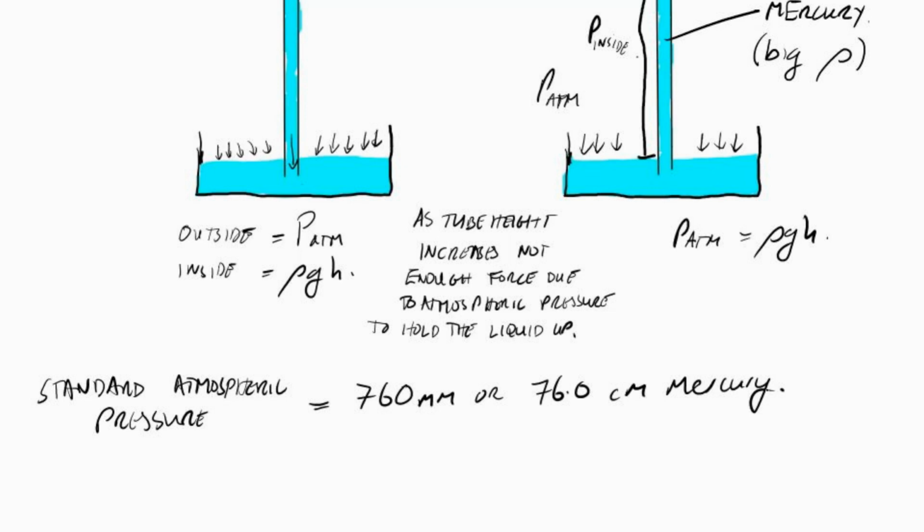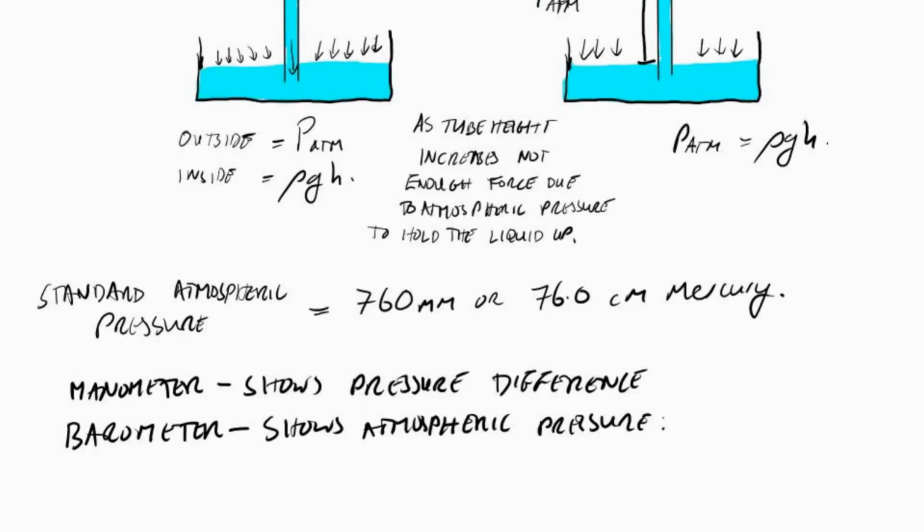Okay, so the key point: the mercury barometer will show the pressure of the atmosphere. The manometer will show the pressure difference. And those are the key points here. And there we go. That's what we need to know about barometers and manometers and the way pressure works in liquids and gases. So, let's have a look at this question we've been asked to look at.